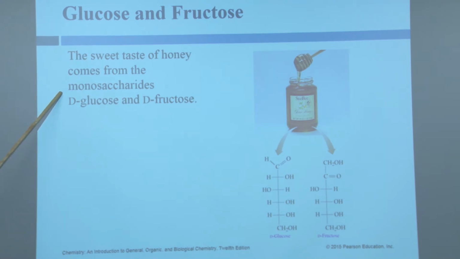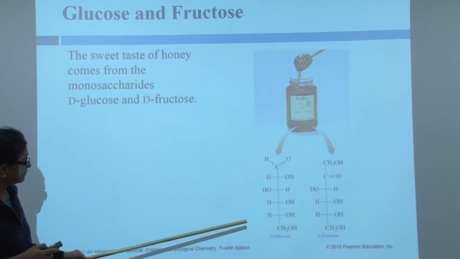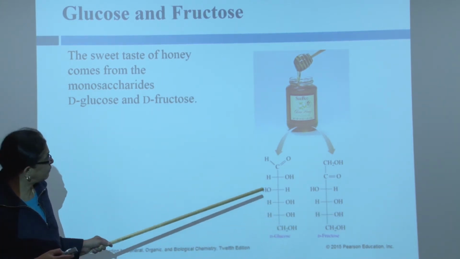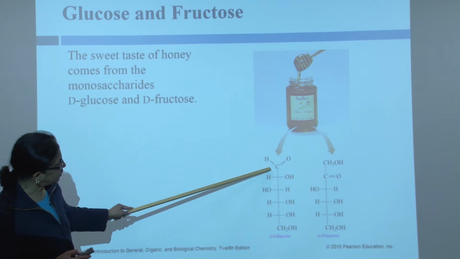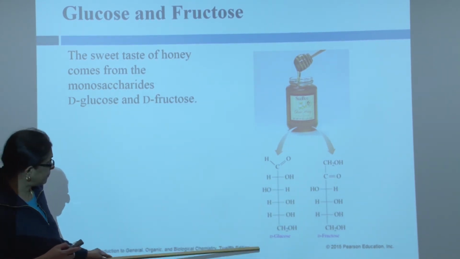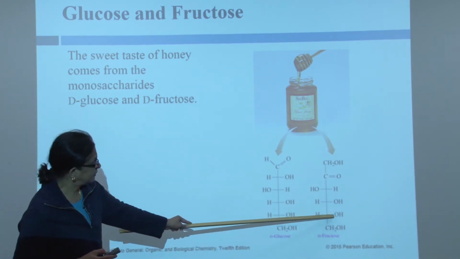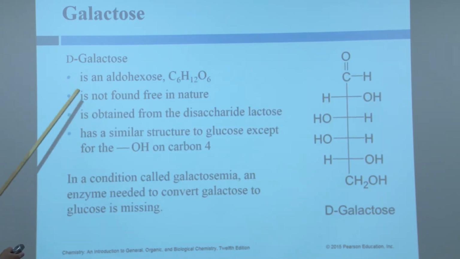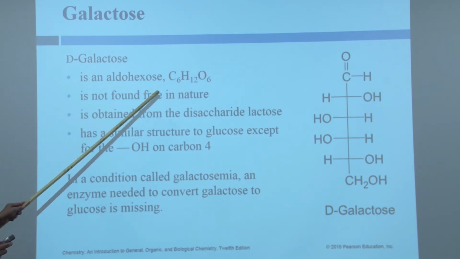This is honey, and the sweet taste of honey comes from the monosaccharides D-glucose and D-fructose. So we know D, OH to the right. This is a good time to look at glucose and fructose: aldo, keto, aldohexose, ketohexose, D-glucose, D-fructose. Galactose is another monosaccharide, C6H12O6, the same molecular formula.